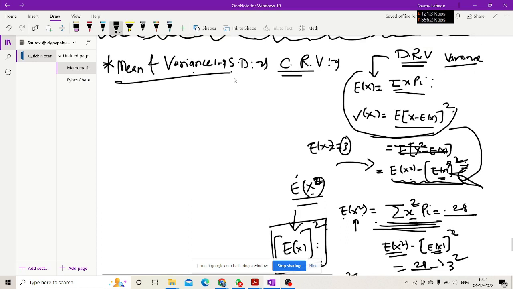Now we have to find the mean and variance for the continuous random variable, right? Then what we are doing? Then the same process we have to follow, but here we will use integration. So what is the mean? The mean in the continuous random variable will be the expectation. Again, it is denoted by expectation of X, and that is simply the integration from minus infinity to plus infinity of x into f of x dx.